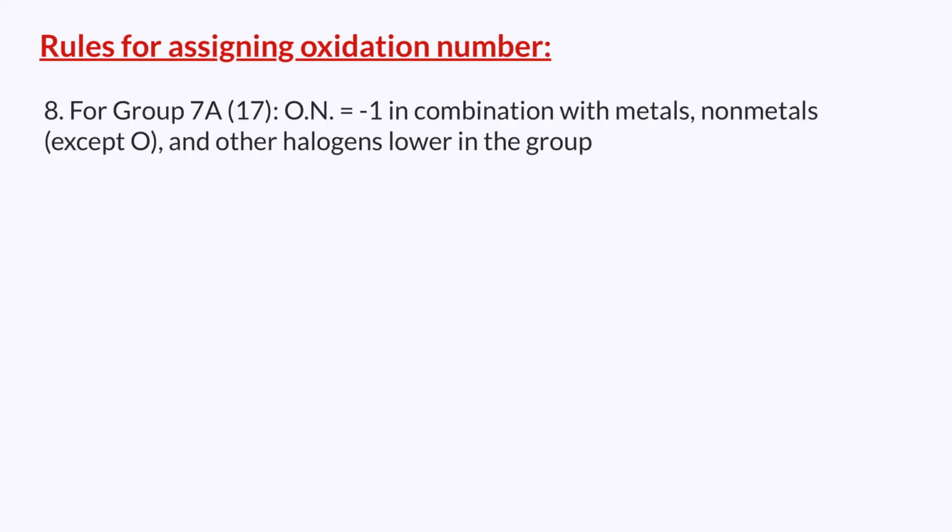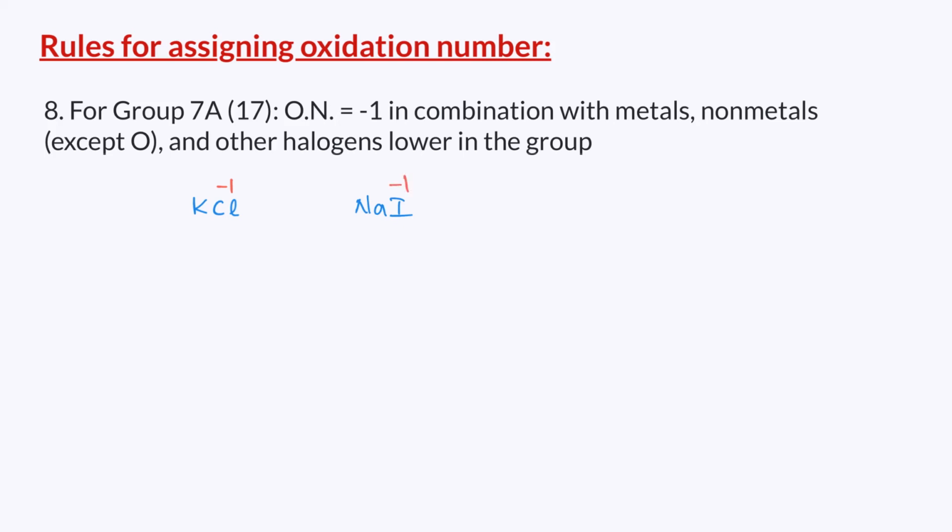For group 7A elements, the oxidation number is equal to -1 in combination with metals and nonmetals except for oxygen and other halogens lower in the group. For example, in potassium chloride, the oxidation number of chlorine is -1. Similarly, in sodium iodide, the oxidation number of iodine is -1.